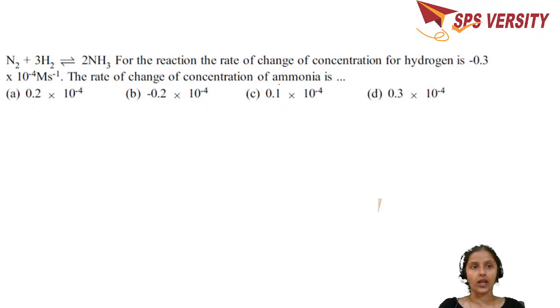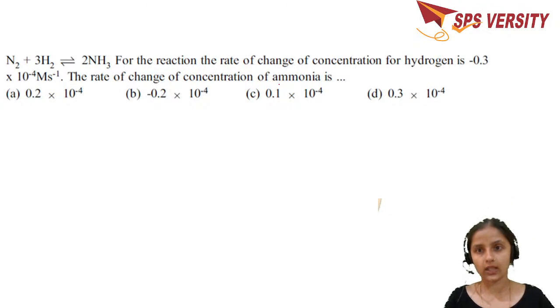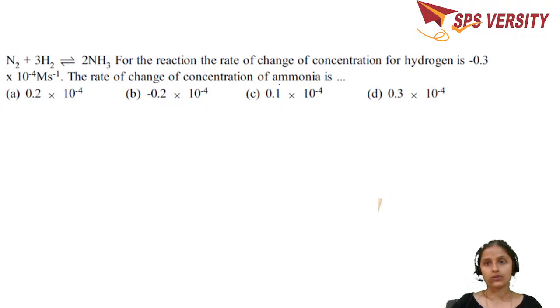N2 plus 3H2 will be in equilibrium with 2NH3. In this kind of reaction, the rate of change of concentration for hydrogen, they have mentioned it, and the rate of change of concentration for ammonia is what you have to find. So how are you going to proceed with this?